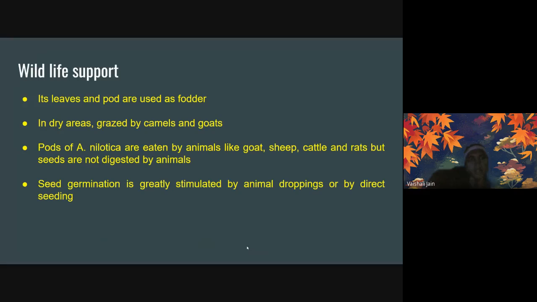Wildlife support. Babul tree leaves and pods are used as fodder in dry areas grazed by camels and goats. Pods of Acacia nilotica are eaten by animals like goat, sheep, cattle, and rats, but the seeds are not digested by animals. Seed germination is greatly stimulated by animal droppings or by direct seeding. By animal droppings, I mean when the animals eat the pods of the babul tree, the seeds are dropped by the animal.